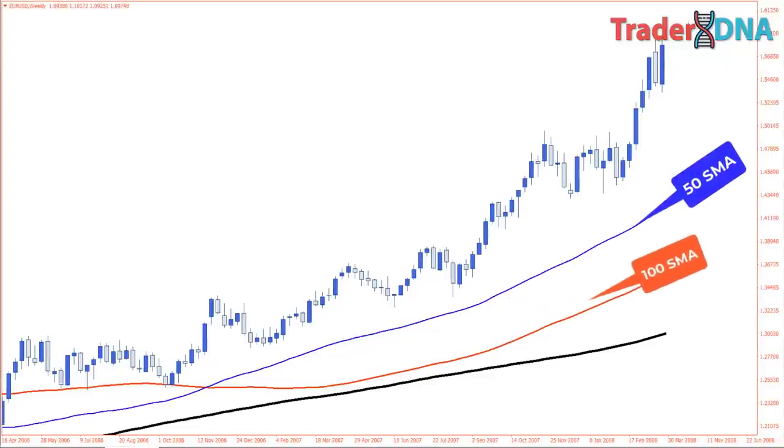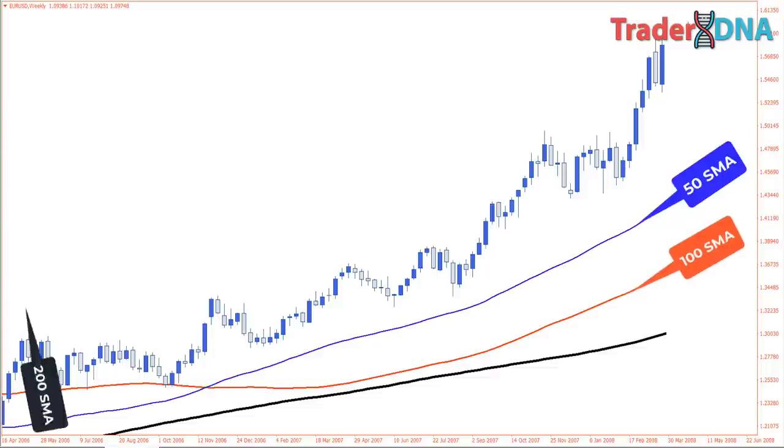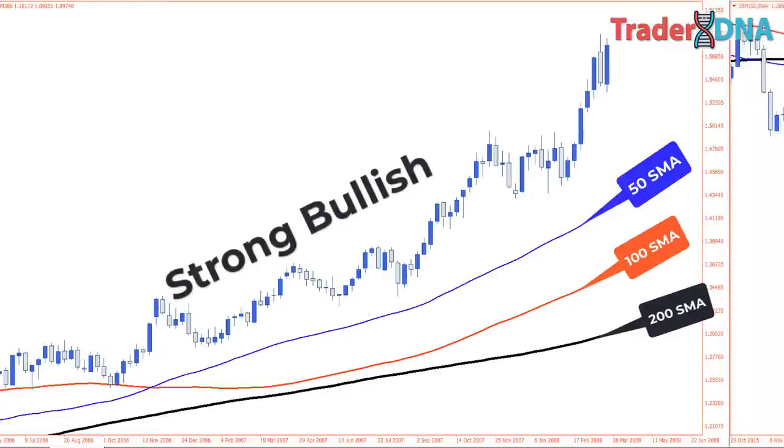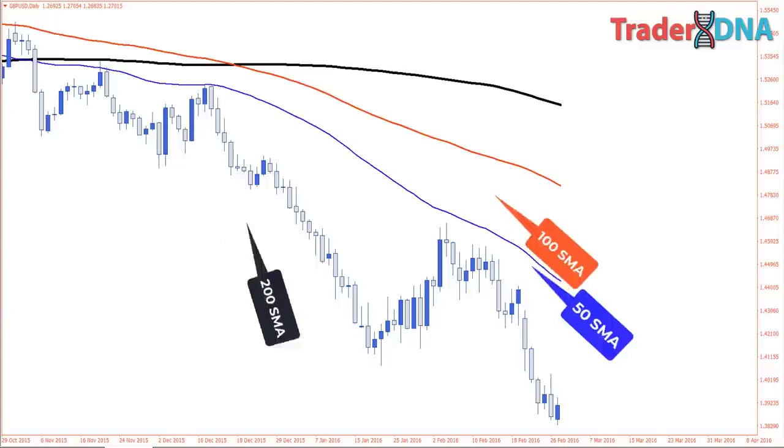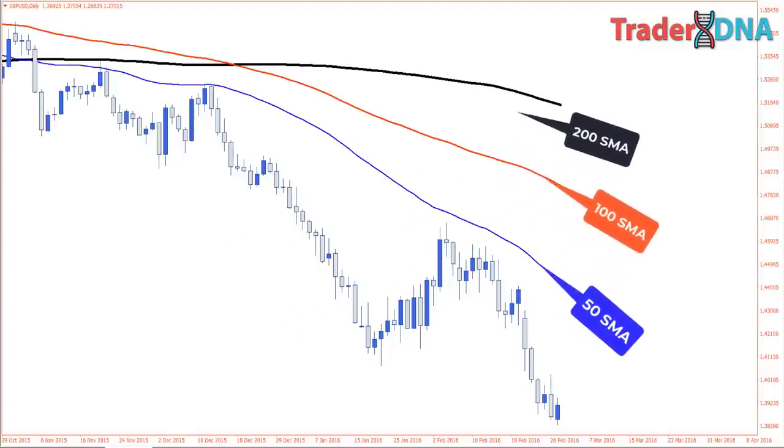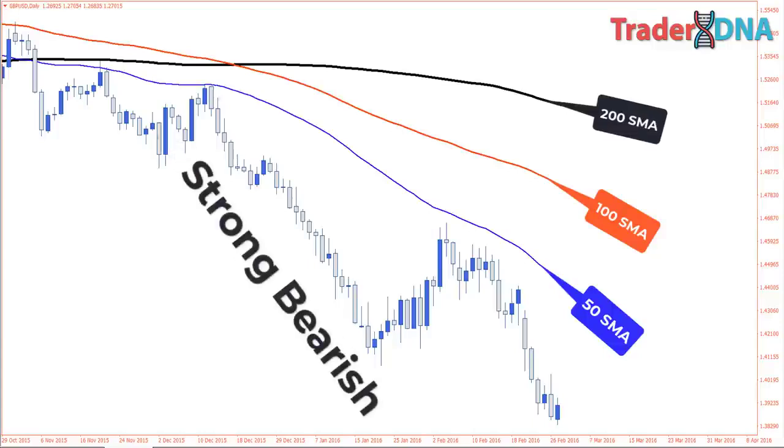First, if the 50-period SMA is above the 100-period SMA and the 100-period SMA is above the 200-period SMA, the market is assumed to be in a strong bullish condition. Conversely, if the 50-period SMA is below the 100-period SMA and the 100-period SMA is below the 200-period SMA, the market is assumed to be in a strong bearish condition.